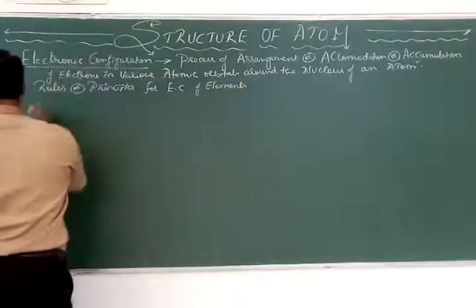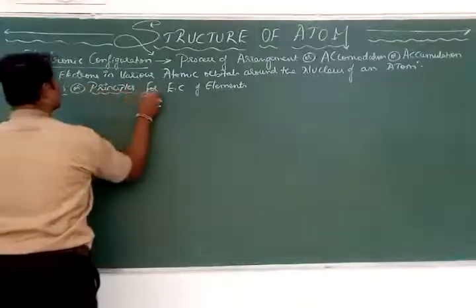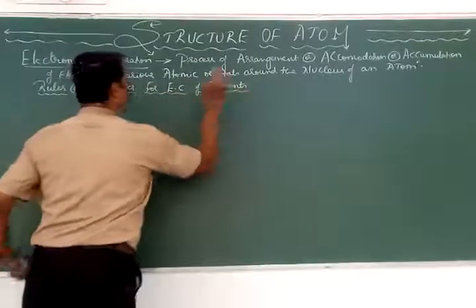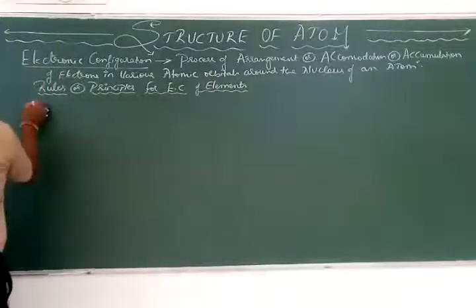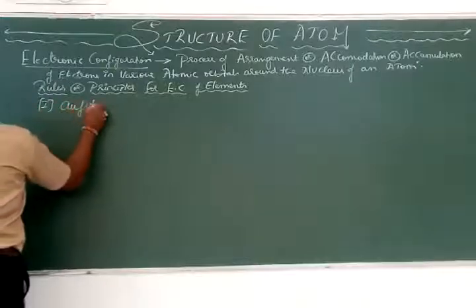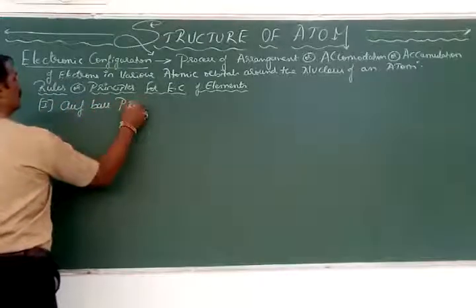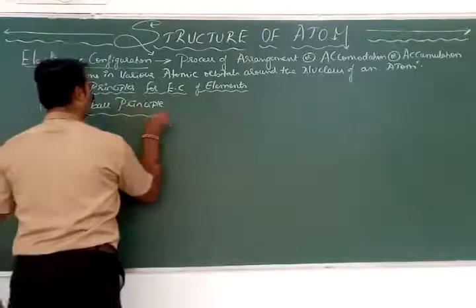How to have the... which one? What are the various rules, or the principles, that govern the electronic configuration of the various elements? The first one is the Aufbau principle. It's called what? Aufbau principle.